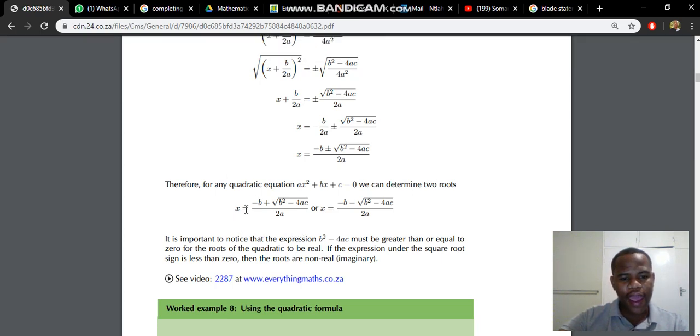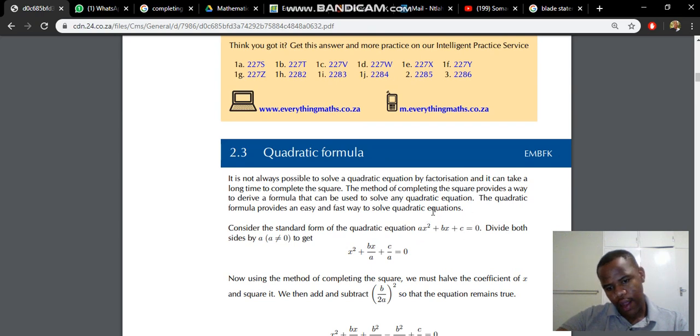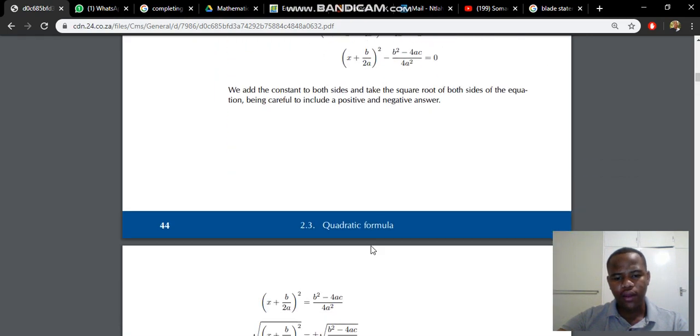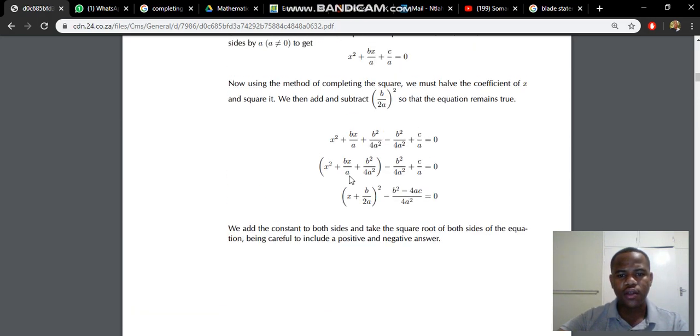We have our roots being x equal to that, or x equal to that. And I'm saying pay attention to that part because I think I've seen a question that asks you to write these roots. So now, if we take a traditional form of the quadratic equation and we complete a square on it, we get the quadratic formula, right? That's the quadratic formula. It's at the back of your answer sheet.